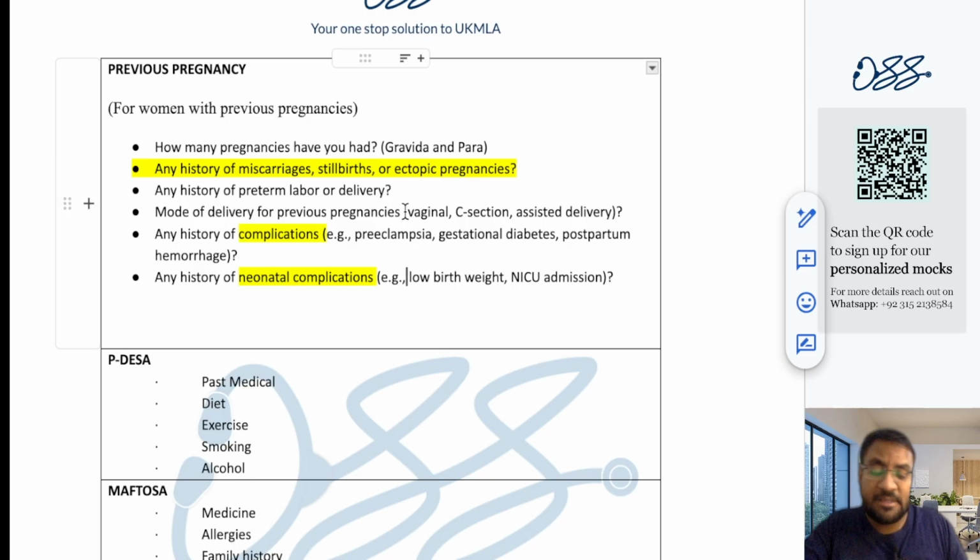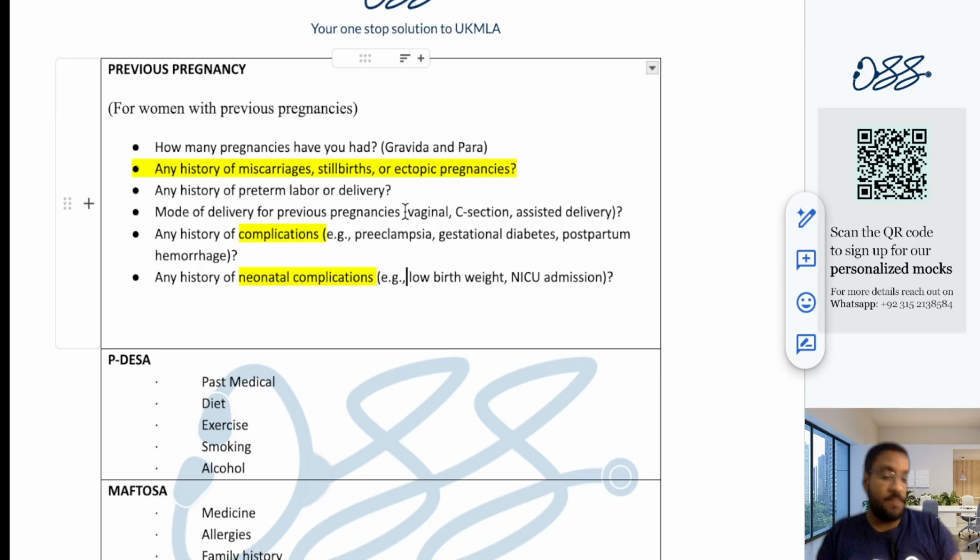All right, let's suppose somebody has a history of miscarriage or stillbirth, that means there is a very strong chance that this patient may develop a miscarriage or stillbirth in this case as well. Okay, if the patient has had previous vaginal deliveries, then this delivery is also most likely to happen through the normal labor route. But if somebody has already had a C-section before, then getting a vaginal delivery after a previous C-section gets a bit difficult. So the previous pregnancy does have some impact on the current pregnancy as well.